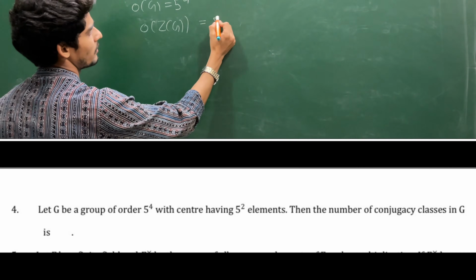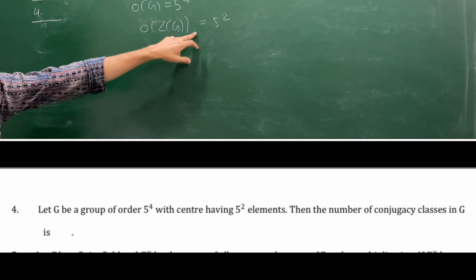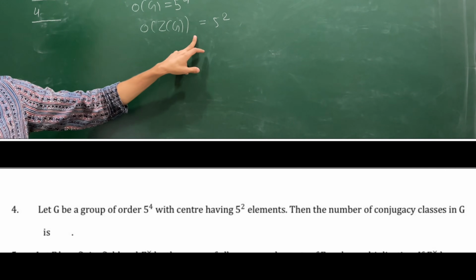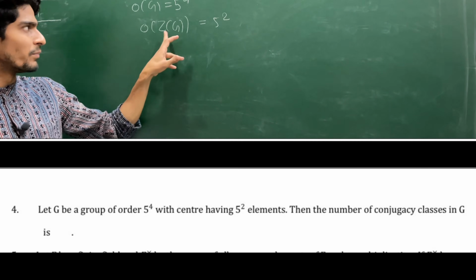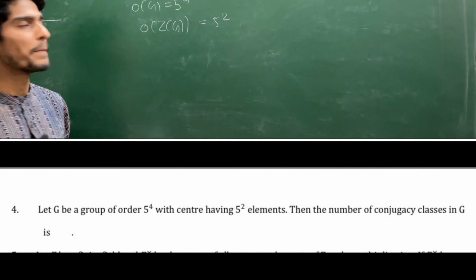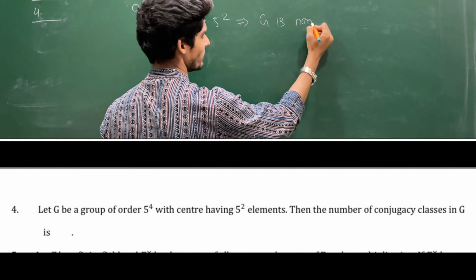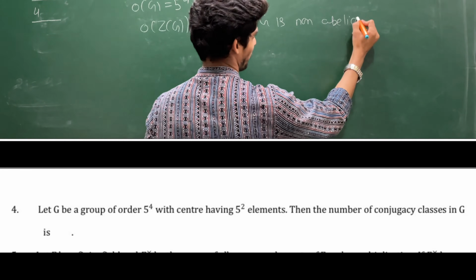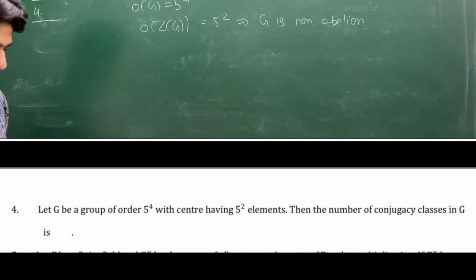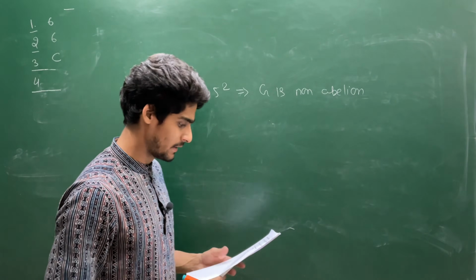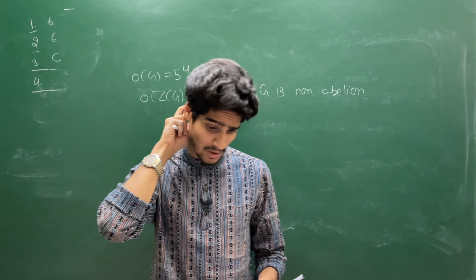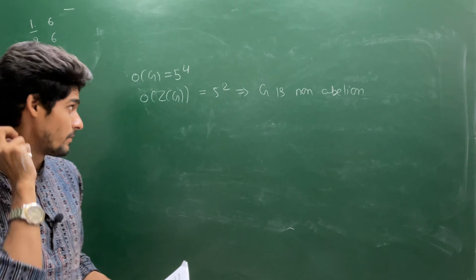This is 5 square. From here you can conclude that this G is going to be a non-abelian group, because in an abelian group ZG and G are always the same. So this implies G is non-abelian. Then the number of conjugacy classes in G. So they are asking the number of conjugacy classes in G.